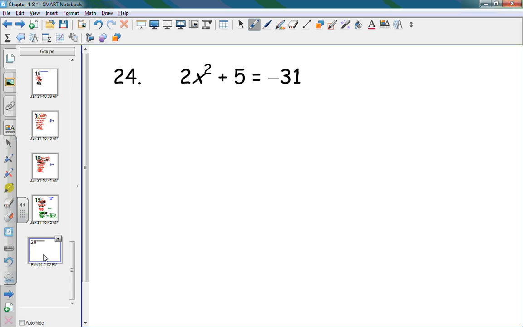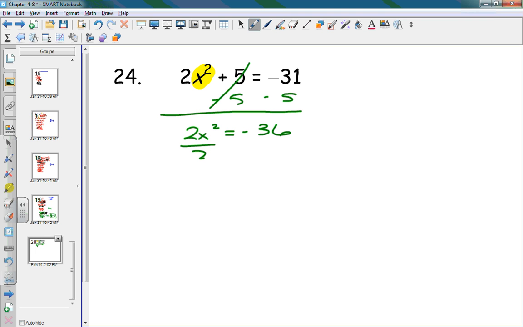In the last problem, the set of instructions says to solve each equation, check your answer. So if I'm solving this equation, what am I going to do here? I'm going to isolate this x squared. So if I'm isolating that, what am I going to do with that 5? I'm going to subtract 5 from both sides. That gives me 2x squared is equal to negative 36. Now what? Divide by 2, and I have x squared is equal to negative 18.